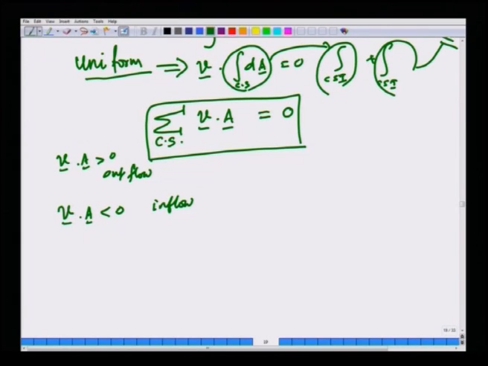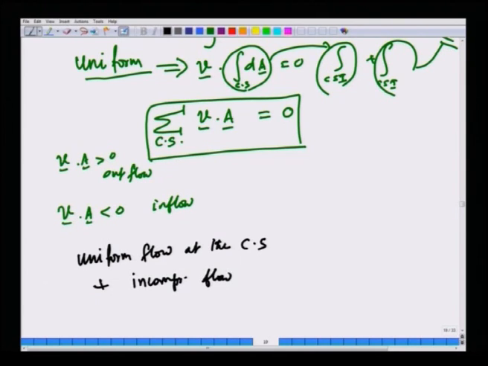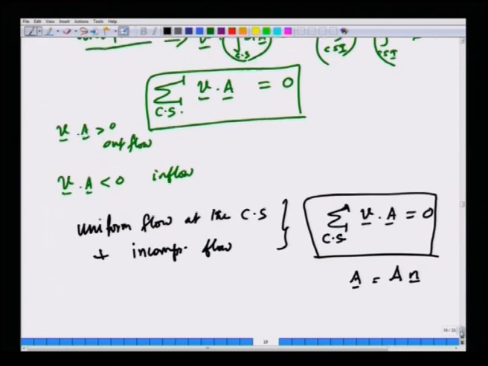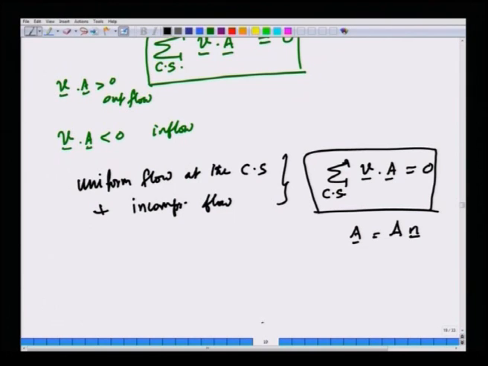Okay. So, for uniform flow at the control surfaces plus incompressible flow, whether it is steady or not does not matter. So, you have the integral over all control surfaces of velocity dotted with the area. The area is basically the scalar magnitude times the unit outward normal to each CS. The physical interpretation is V dot A is the volumetric flow rate.